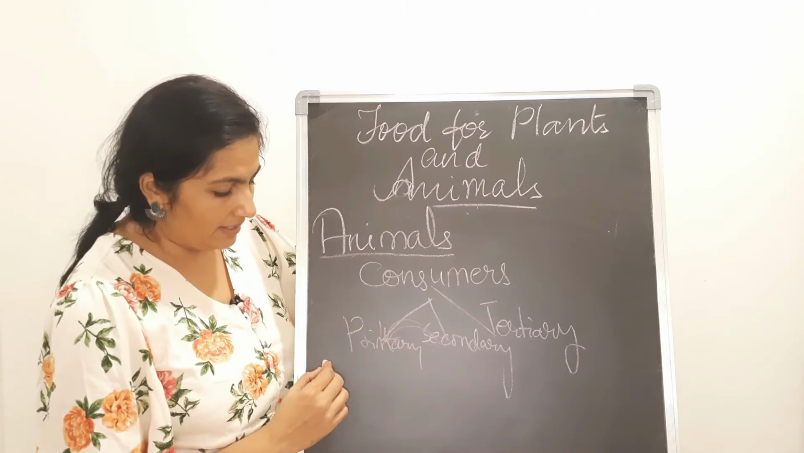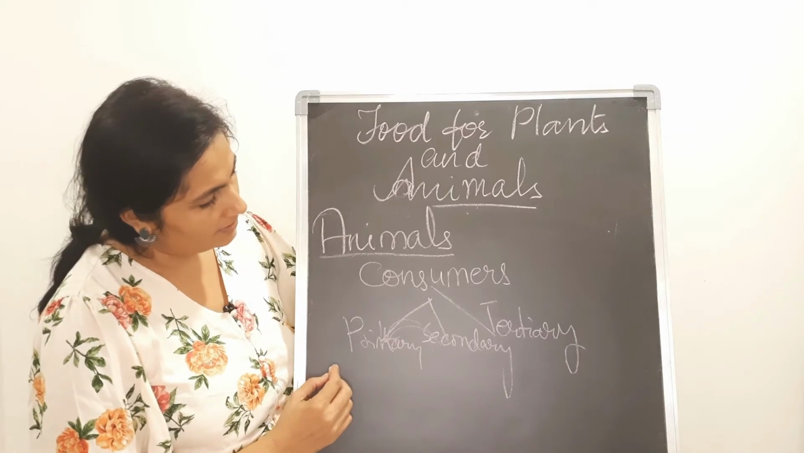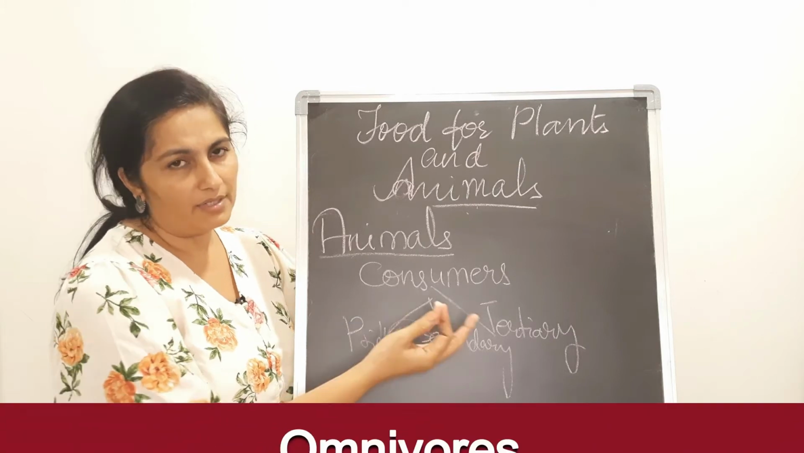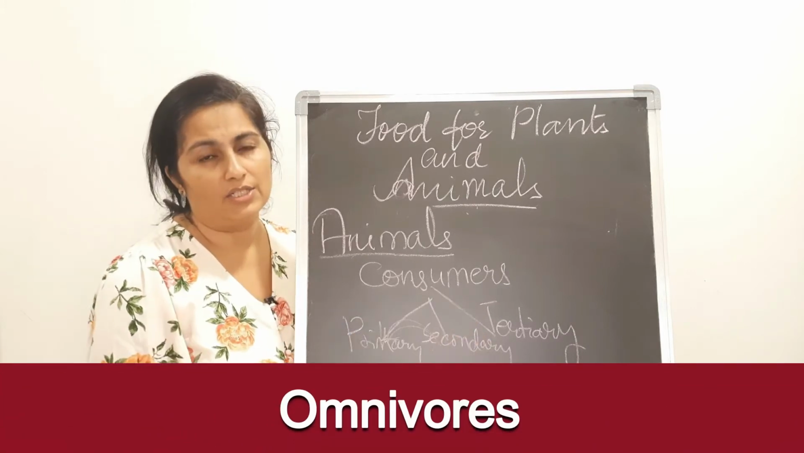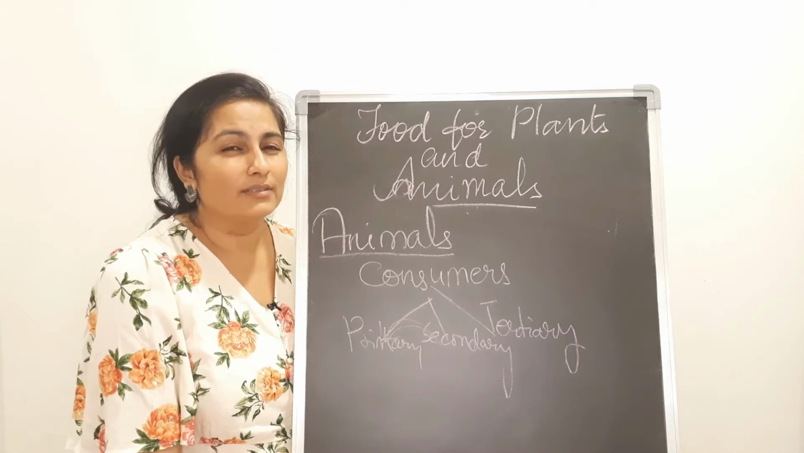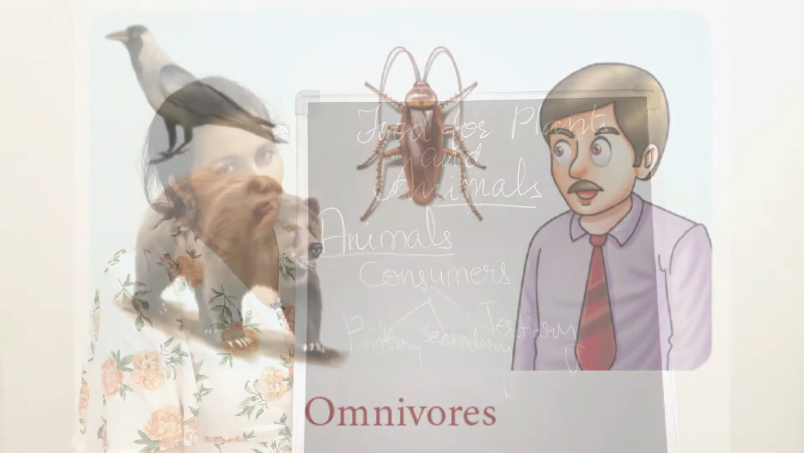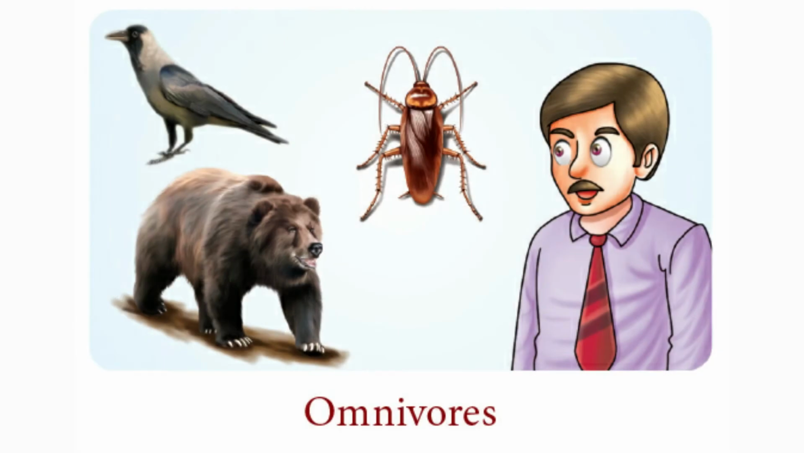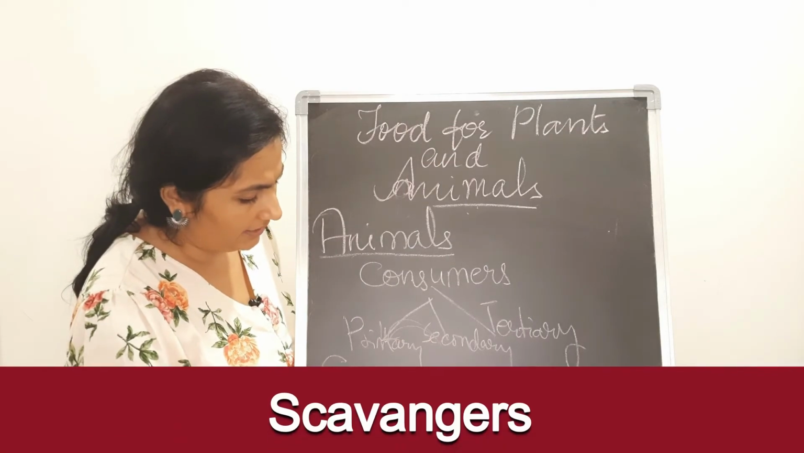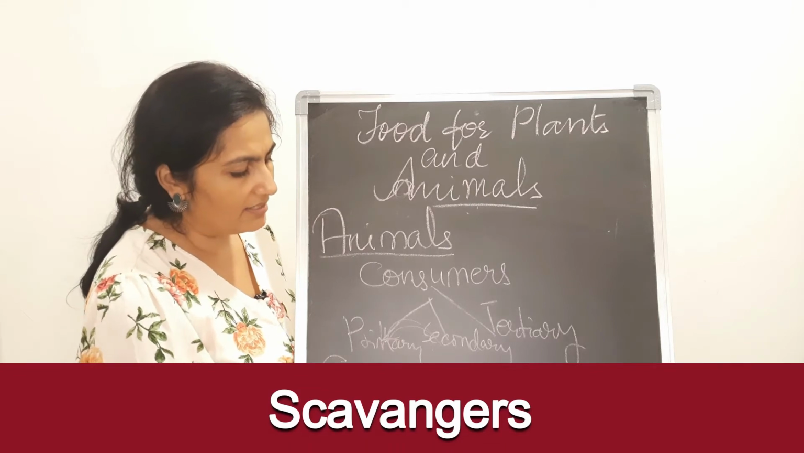This is the carnivores. Then omnivores come under the tertiary because they eat both animals and plants. The omnivores are human beings, bears, crows, pigs, peacocks, all these things. They eat both animals and plants. So that is the next category. Then we learned in the previous year, in class 3, about scavengers.